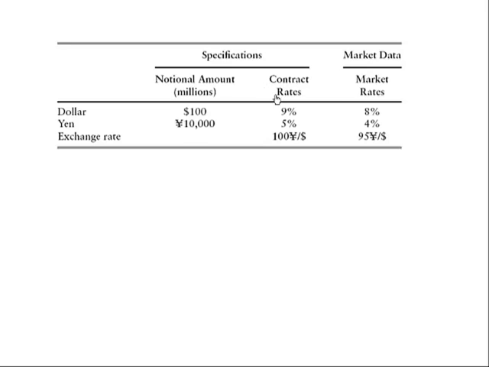So let's do an example. Let's assume that we entered into a 5-year swap, at which time the exchange rate was 100 yen to the dollar. The interest rates were 9% and 5%. You swapped 10,000 million yen for 100 million dollars. On the dollar, you were paying 9%. On the yen, you were receiving 5%.